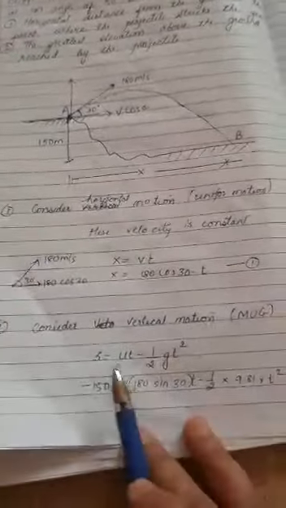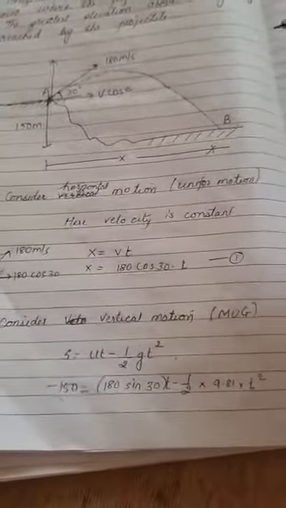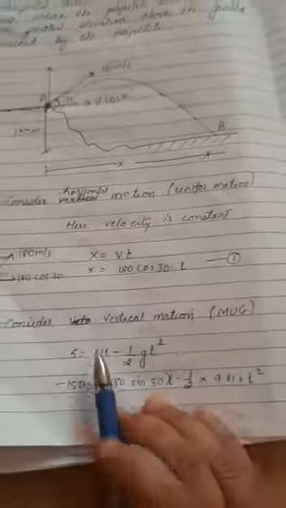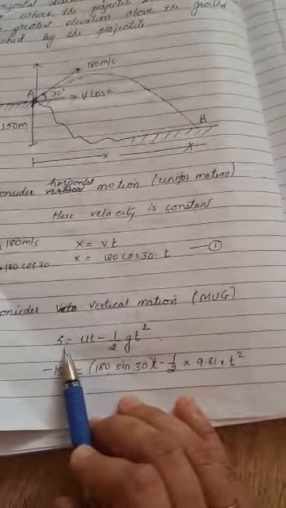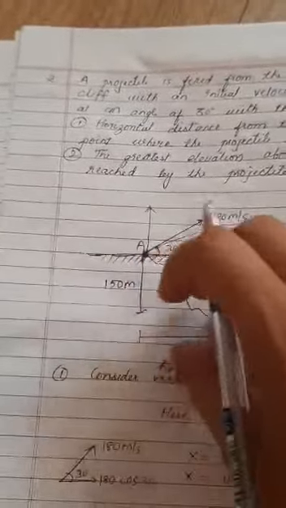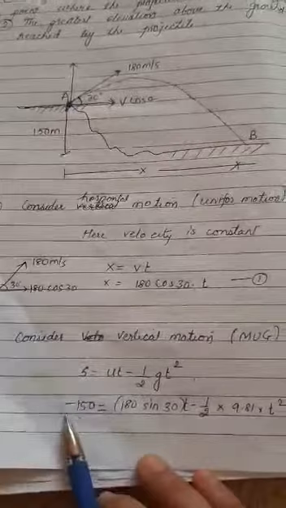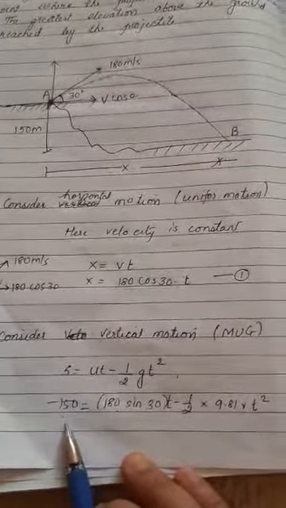Now let us consider the vertical motion of the particle. Here vertical motion is motion under gravity. So let us use this equation of kinematics, that is s is equal to ut minus half gt square. Now here your point of projection, or we can say the point of origin, is this, and this point of landing is below this point. So here we will take s as negative, so s is minus 150.